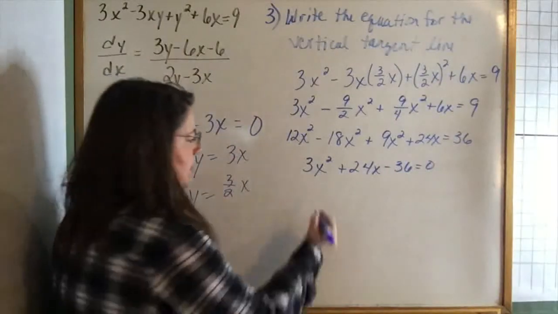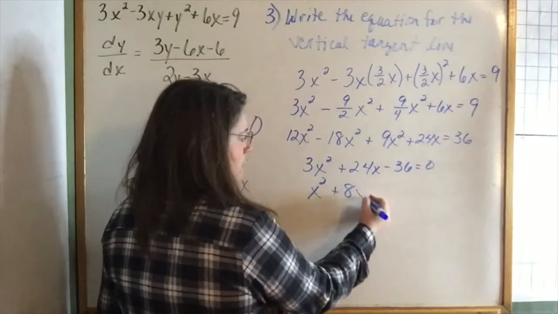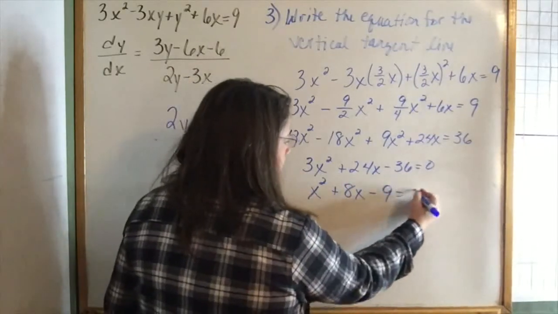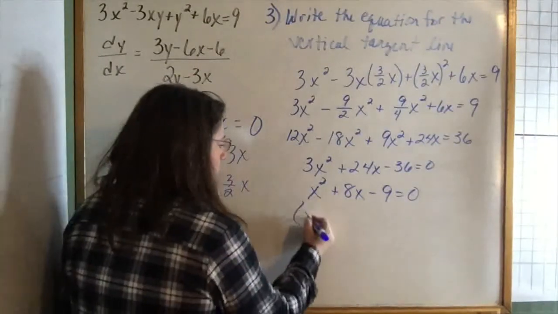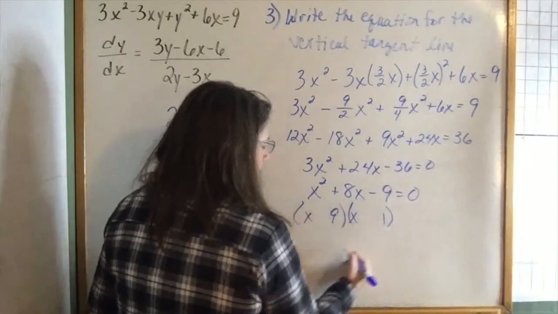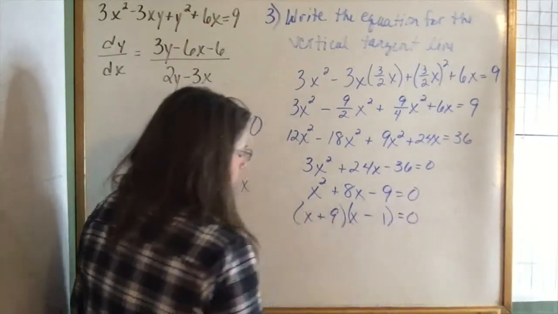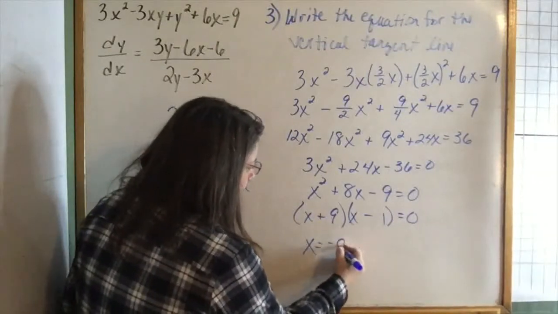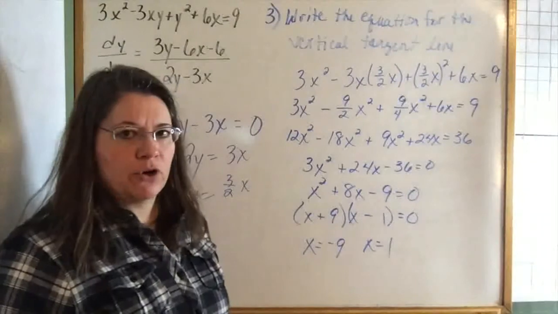Now I can divide everything by 3 to make this easier to factor. So that's x squared plus 8x minus 9 equals 0. Factors of 9 that subtract to give you 8 would be 9 and 1. And the 9 would get the plus, the 1 would get the minus. So we end up with x equals negative 9 and x equals 1 as our vertical tangent lines.